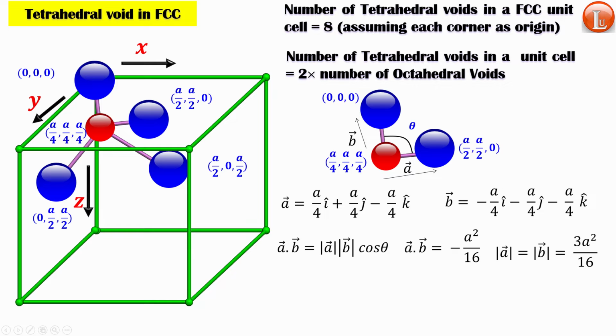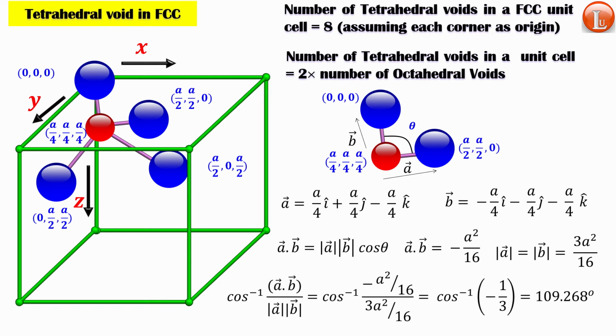So what is cos theta? So cos inverse of A dot B upon mod A mod B is going to be theta. So this is minus a square by 16, mod A into mod B is 3a square by 16. That gives you cos inverse negative 1 by 3, and this value comes out to be 109.268. Therefore, this angle is the angle of a tetrahedron.